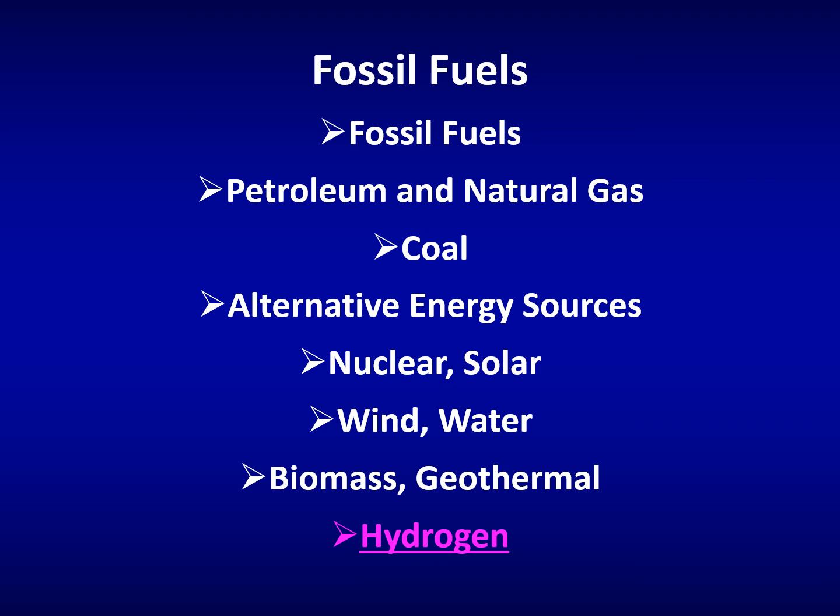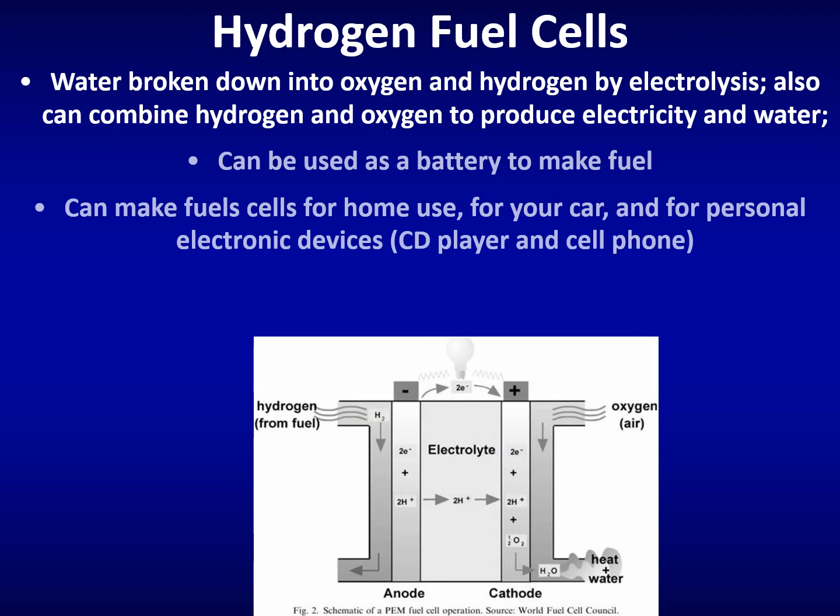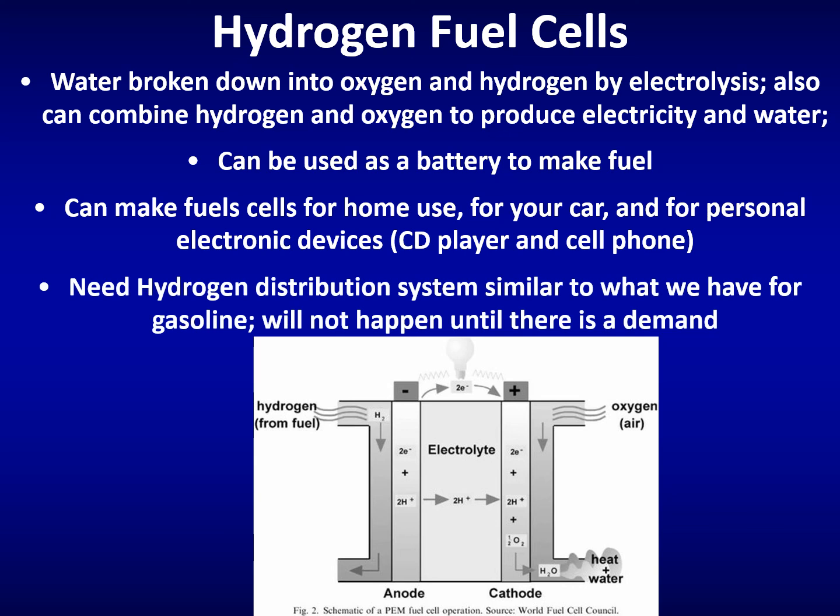Let's take a look at hydrogen. Hydrogen fuel cells are another source of clean energy. Water can be broken down into oxygen and hydrogen by electrolysis, and you can also combine hydrogen and oxygen to produce electricity and water. Hydrogen fuel cells can be used as a battery to make fuel, and you can make fuel cells for home use, for your car, for personal electronic devices. You need hydrogen distribution systems similar to what we have for gasoline. This is a promising alternative, but really there won't be any wide use of hydrogen fuel cells until there's a demand for it. So there are options available if and when we run out of fossil fuels in the near future.